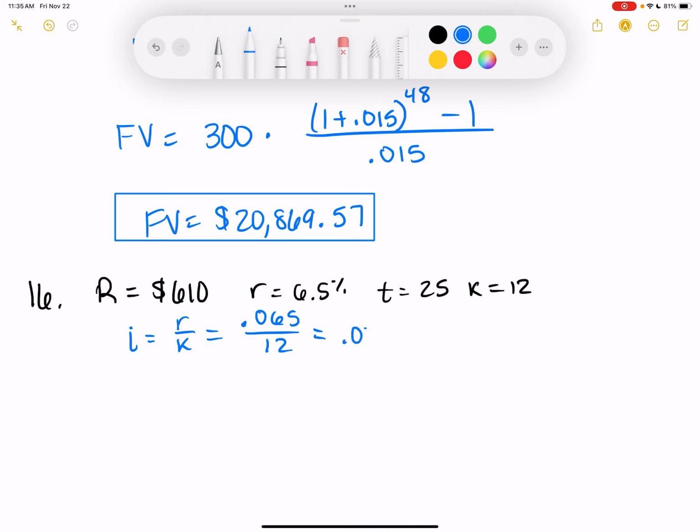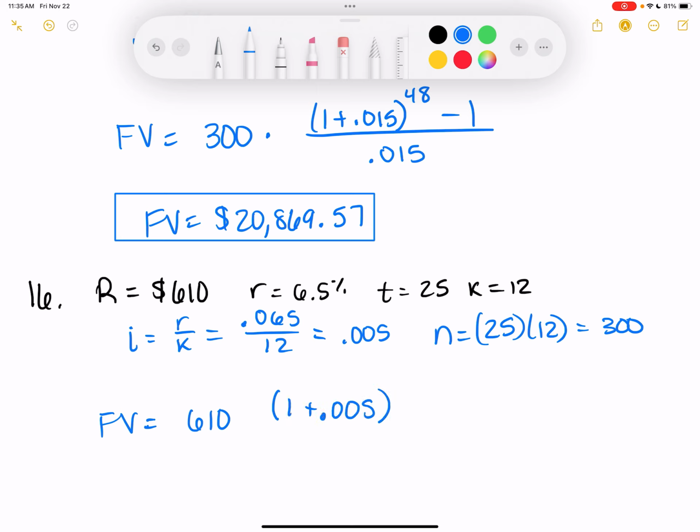0.005. Okay. And then N is T times K, so 25 times 12. What was that, 300? All right, so plugging it in, we get 610 times 1 plus 0.005 raised to the 300 minus 1 over 0.005.